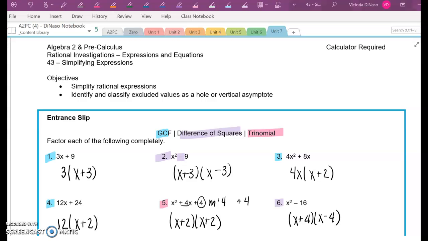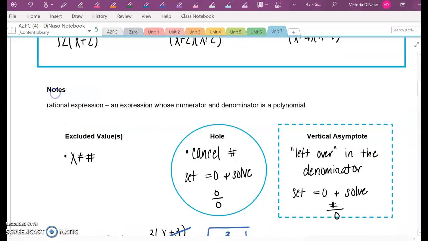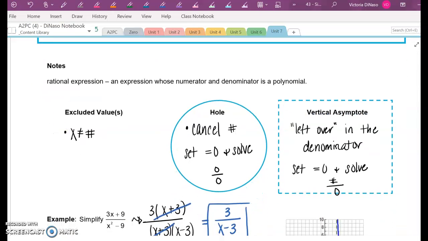In this video, we're going to continue on with examples. In the previous video, we talked about holes being whatever factors you canceled: set it equal to 0 and solve. For vertical asymptotes, whatever's left over in the denominator, you set equal to 0 and solve for x. Those are also going to be your excluded values.